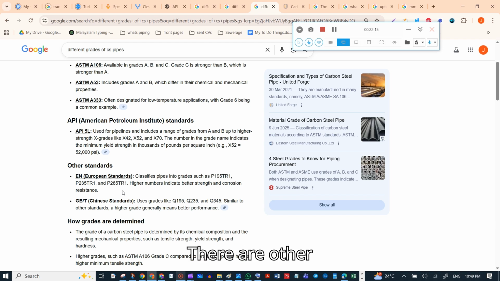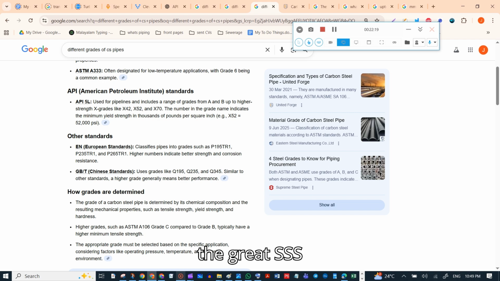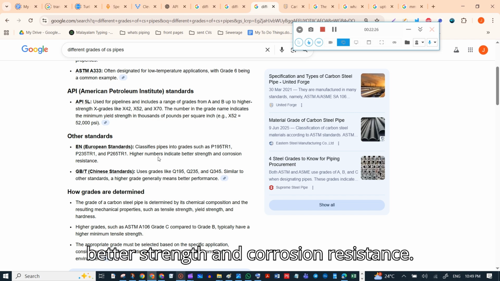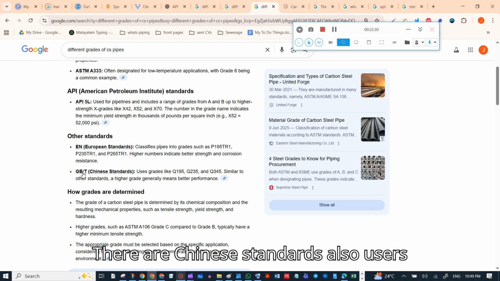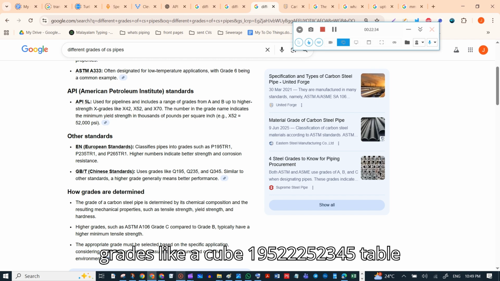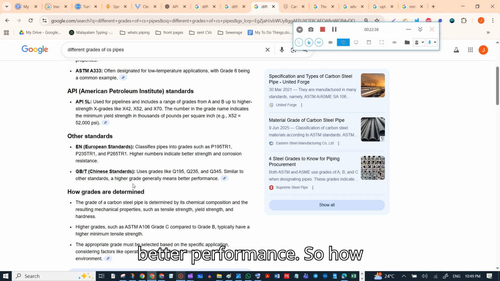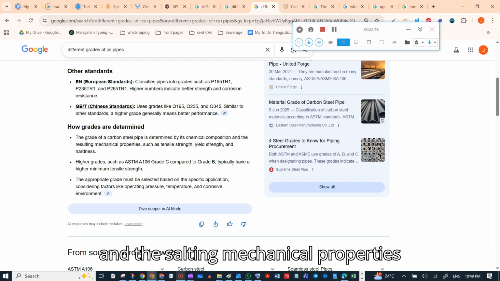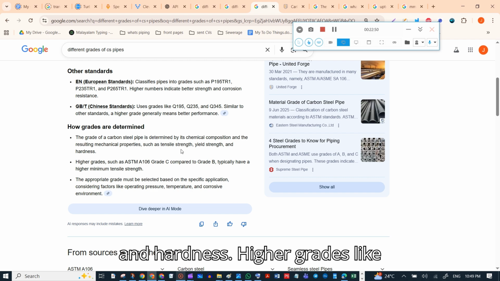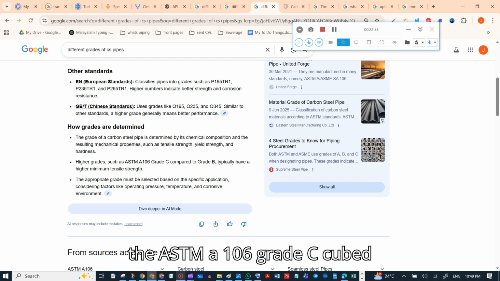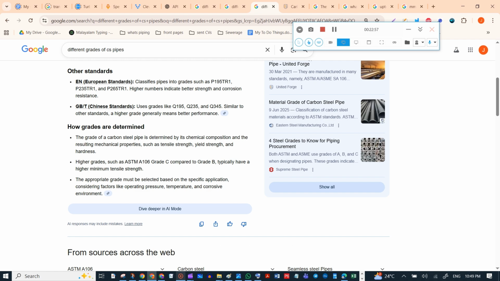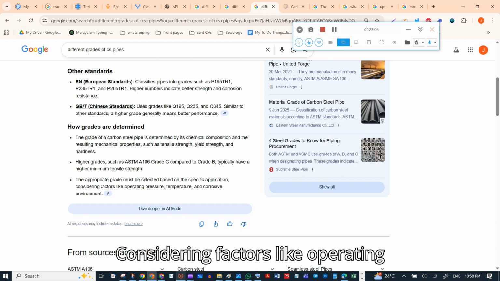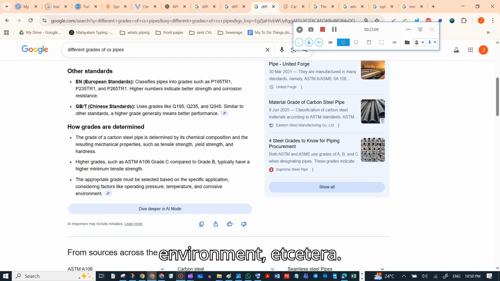There are other standards that classify pipes into grades, such as P195 TR1, P235 TR1, P265 TR1, etc. Higher numbers indicate better strength and corrosion resistance. Chinese standards also use grades like Q195, Q225, Q345. Similar to the other standards, higher grade means better performance. So how are these grades determined? It is based on their chemical composition and resulting mechanical properties like tensile strength, yield strength, and hardness. Higher grades, like ASTM A106 grade C compared to B, typically have higher minimum tensile strength. The appropriate grade may be selected based on the specific application, considering factors like operating pressure, temperature, corrosive environment, etc.